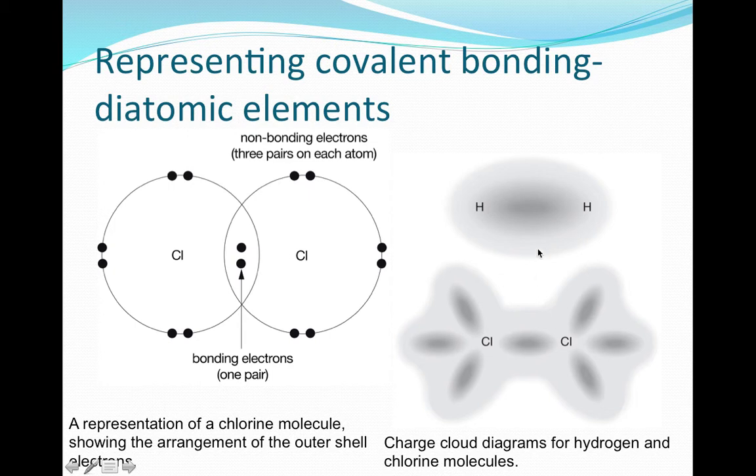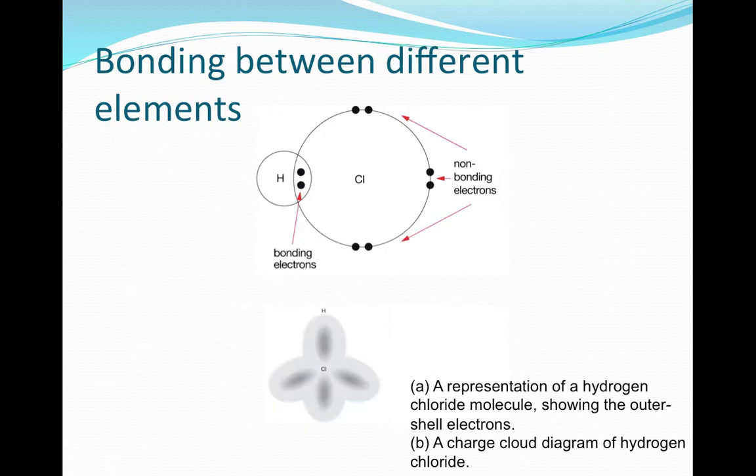Okay? This is a charge diagram showing the same thing as that. And these dark bits here, that's the region of space where you're most likely to find the electrons. You can also get a covalent bond between different elements. So hydrogen has only got 1, wants 2, so it's going to share 1 and get 1. Chlorine will do the same thing. This will make hydrogen chloride or hydrochloric acid. Again, we've got 3 non-bonding electrons and 1 bonding pair.